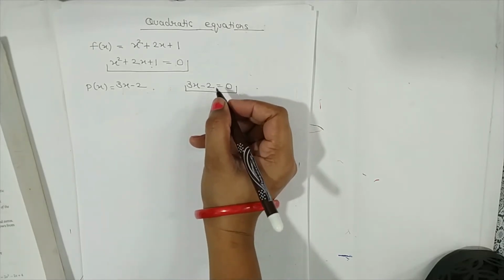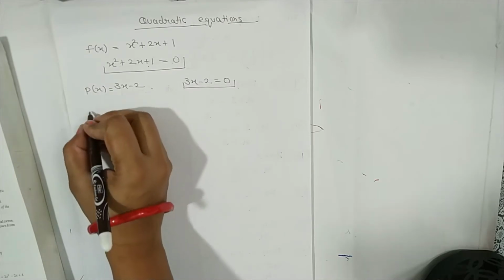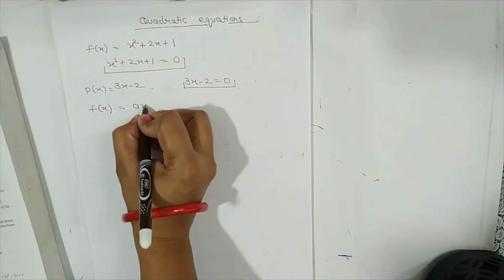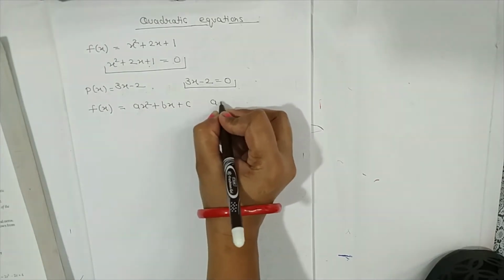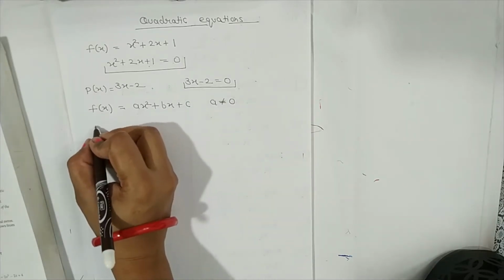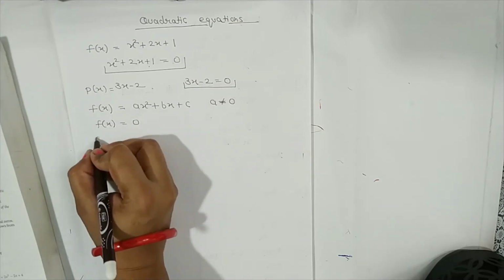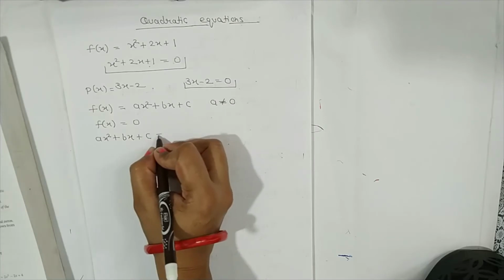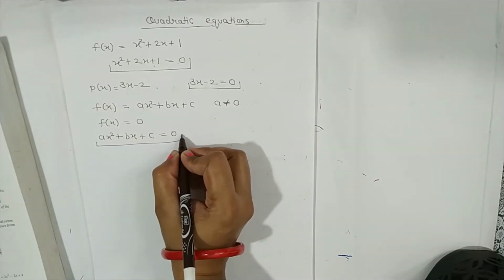So if f of x is a quadratic polynomial, the standard form is f of x is equal to ax square plus bx plus c, where a is not equal to 0. So if I write f of x is equal to 0, that is ax square plus bx plus c is equal to 0, it is called a quadratic equation.